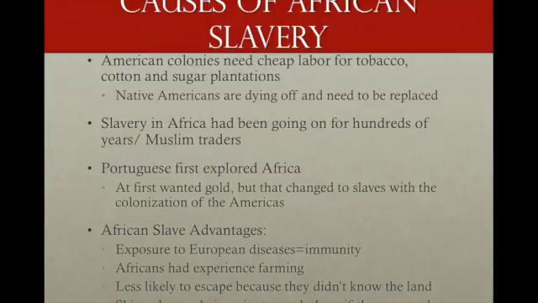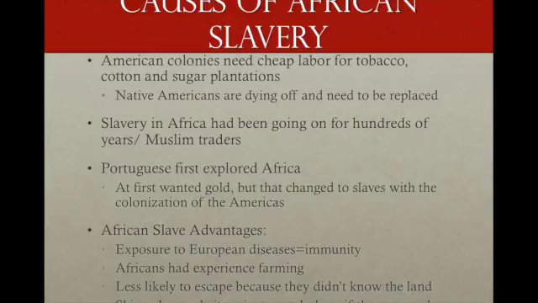So it's important to know that this isn't the first time slavery has ever been used. It had been in Africa and been going on for hundreds of years, specifically with Muslim traders going to sub-Saharan Africa and abducting people and bringing them to the Middle East, where they could be used as slaves.